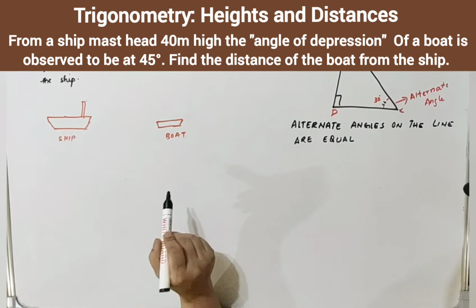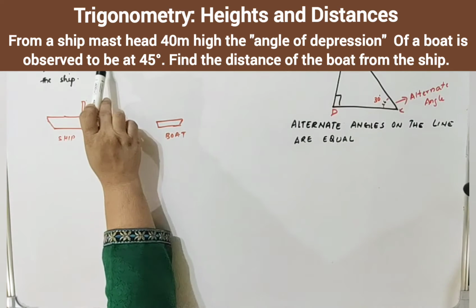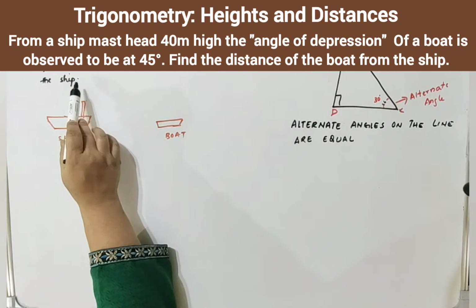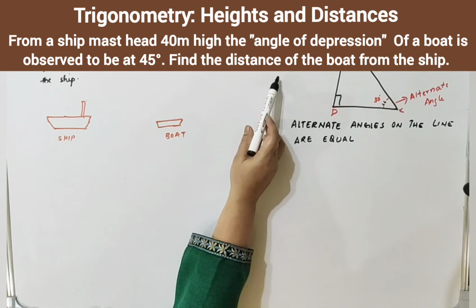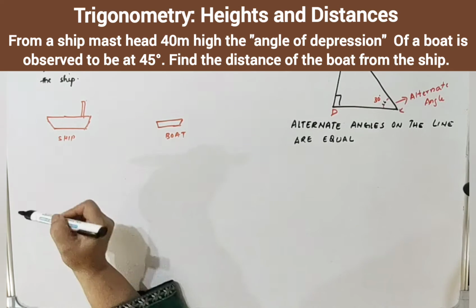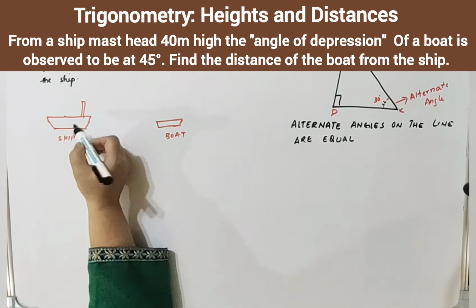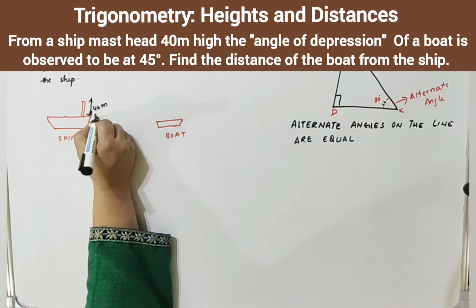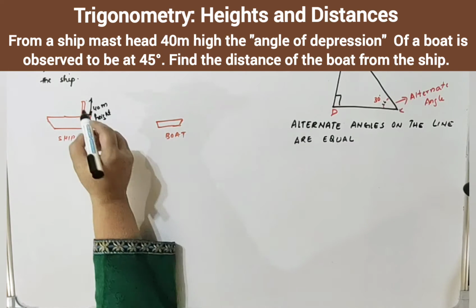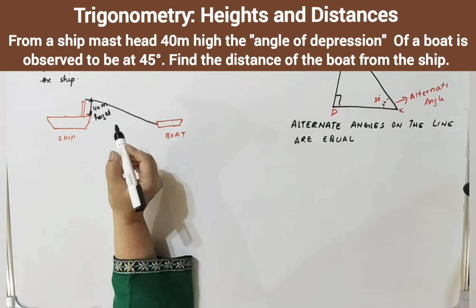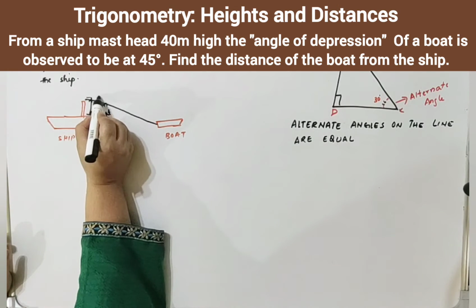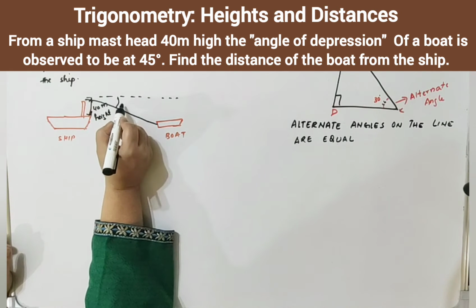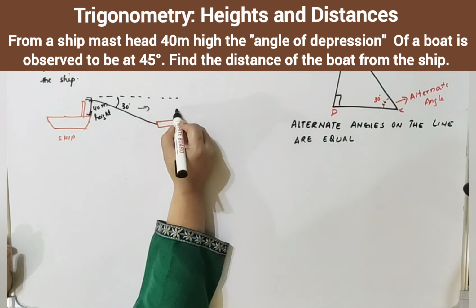Let's take an example where the angle of depression is given. We have a ship masthead which is 40 meters high and the angle of depression of the boat is observed to be 45 degrees. Find the distance from the ship to the boat. So basically, there is a ship and there is a boat, and there is a ship masthead which is 40 meters in height, and there is a boat. The angle of depression is this one, and this will be the horizontal line from the point of observation. So this is 30 degrees. This is the angle of depression.